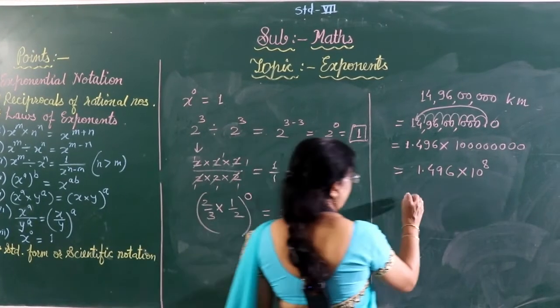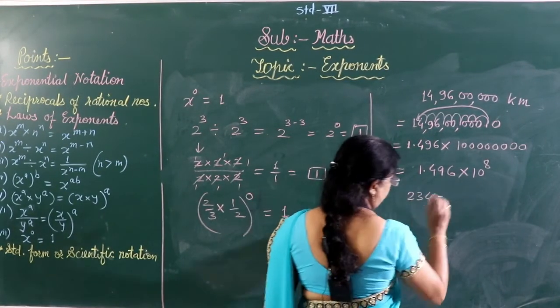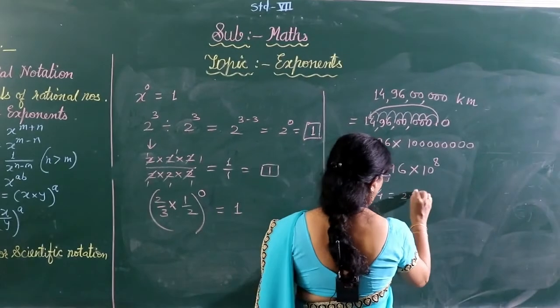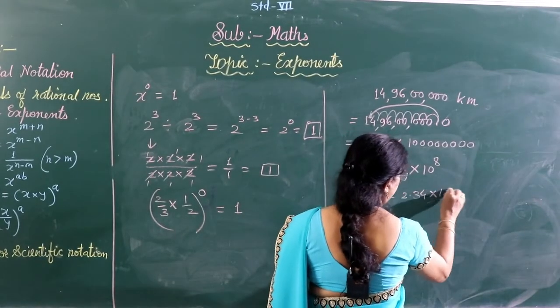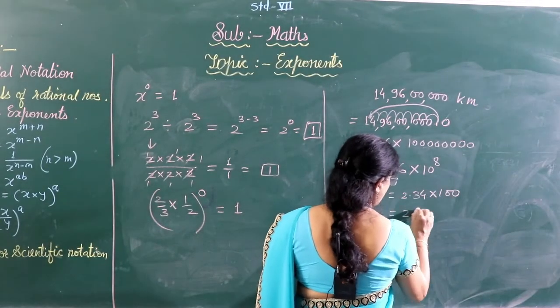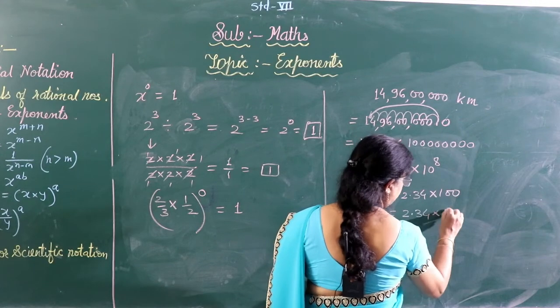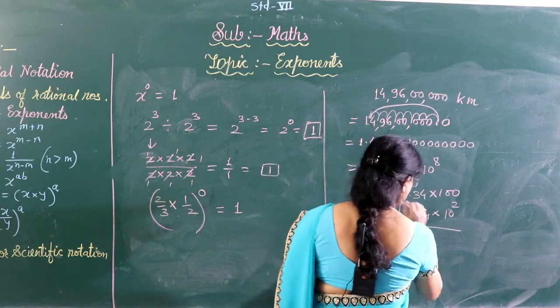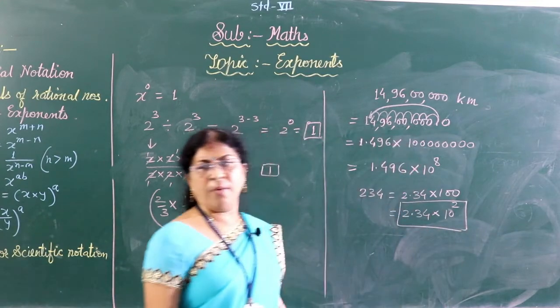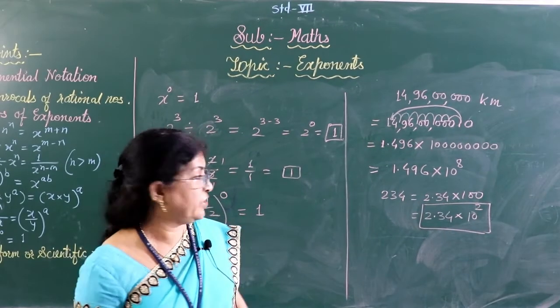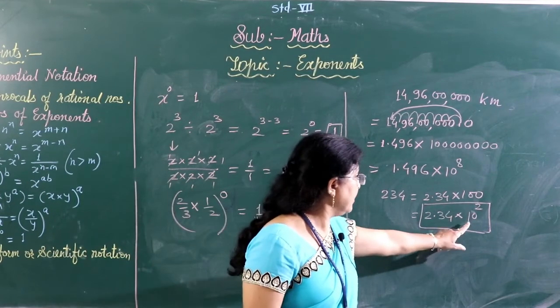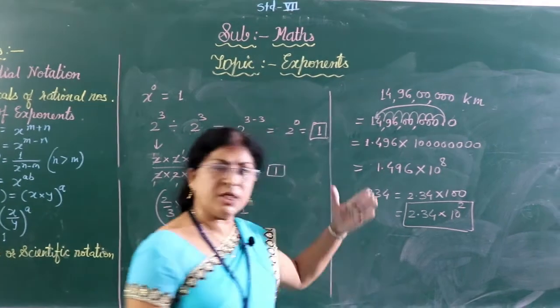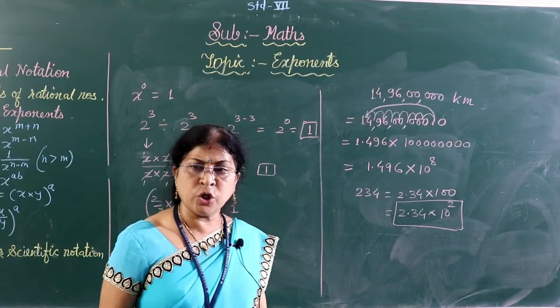One more simple example, 234. How can we write this? 2.34 multiplied by 100, and 100 can be written as a power of 10. So this is also standard form or scientific notation. Understood, everyone? Now this is for large numbers. For small numbers also we can show it.